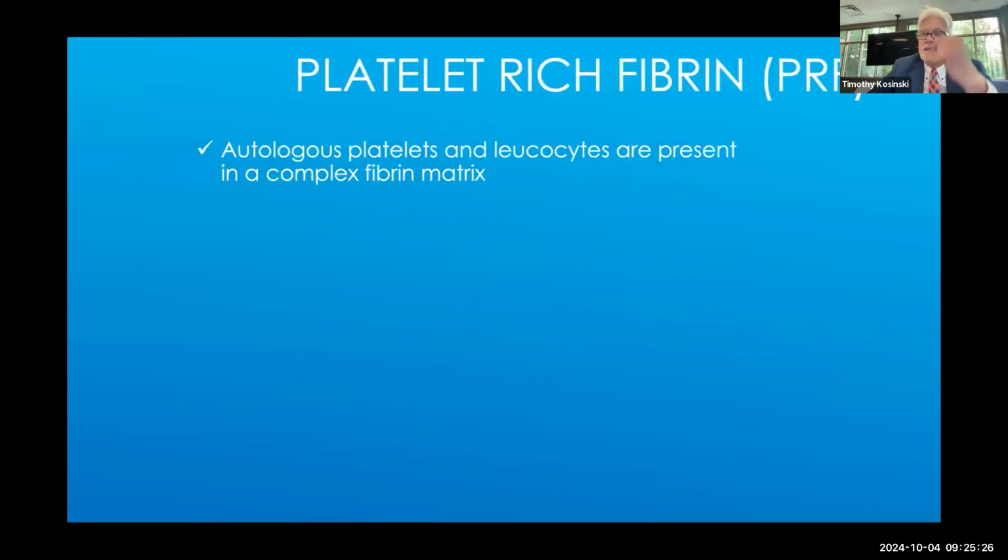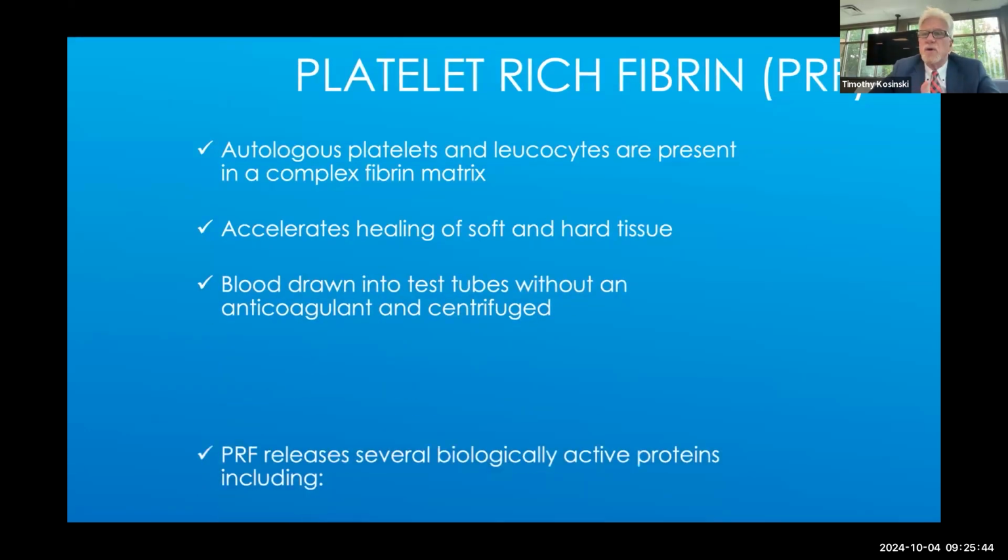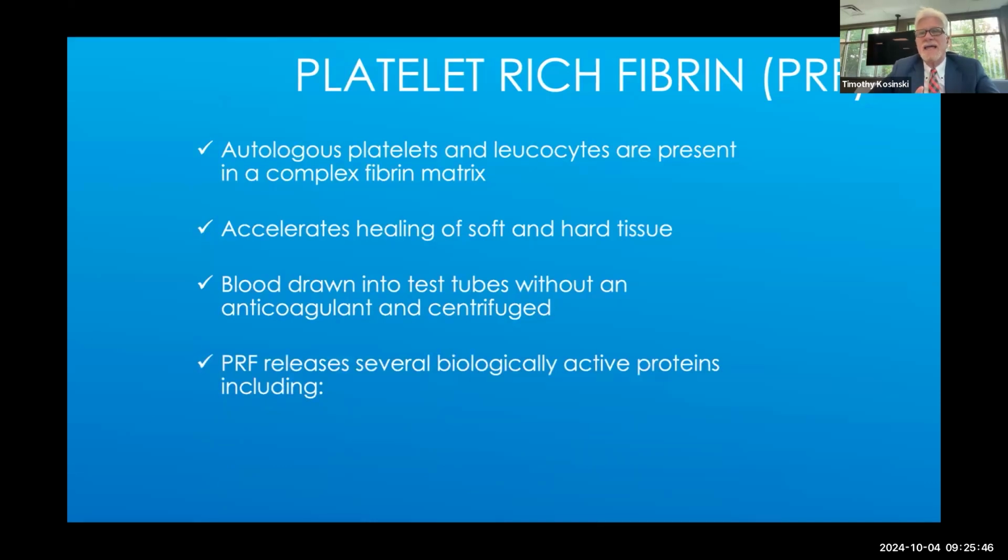Platelet-rich fibrin is in the literature a lot. It's autologous platelets and leukocytes present in a complex fibrin matrix. It accelerates healing of soft and hard tissue. It doesn't make better healing, it's just faster healing. You're going to draw blood, venous blood, and you're going to spin it. I'm not going to spend a lot of time on this.